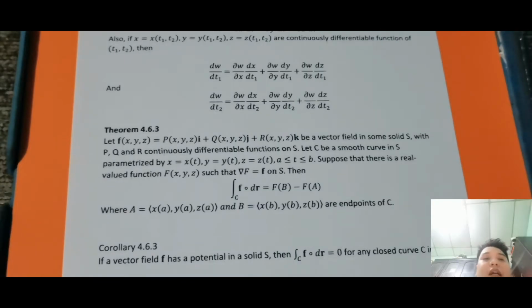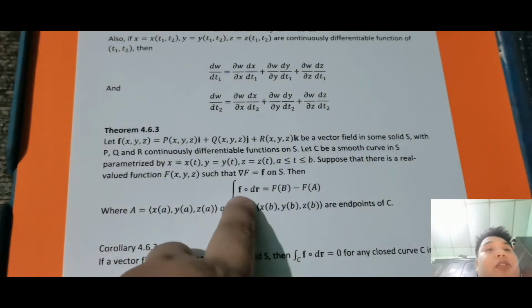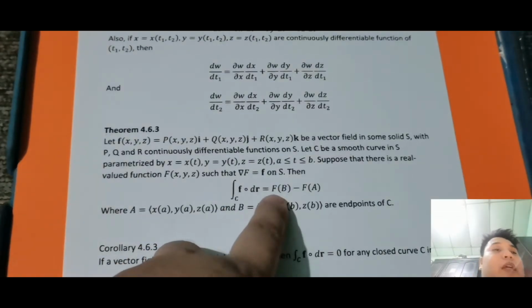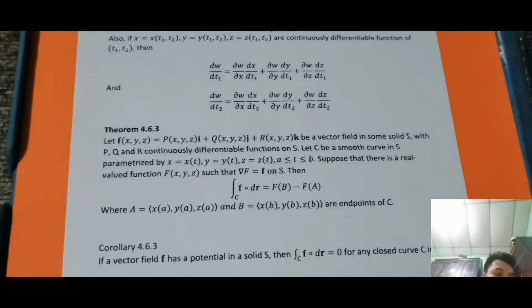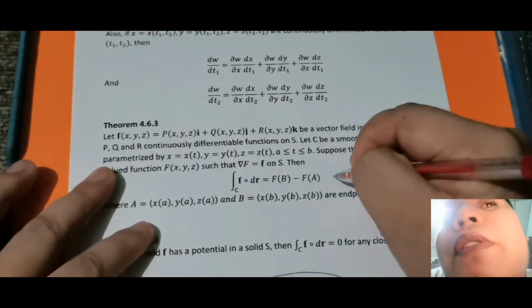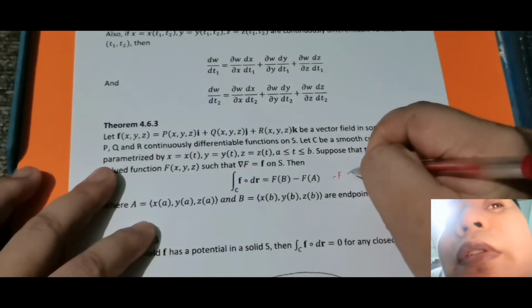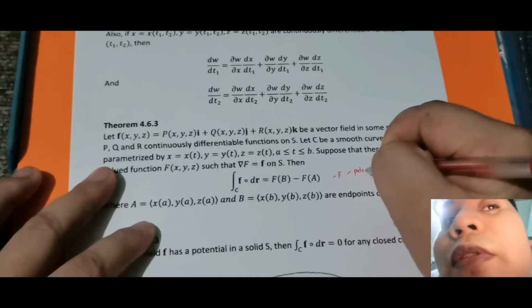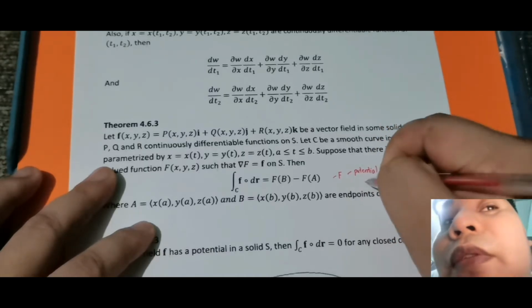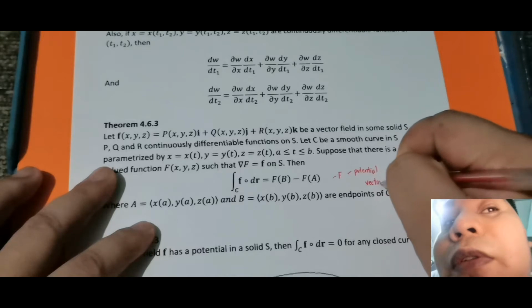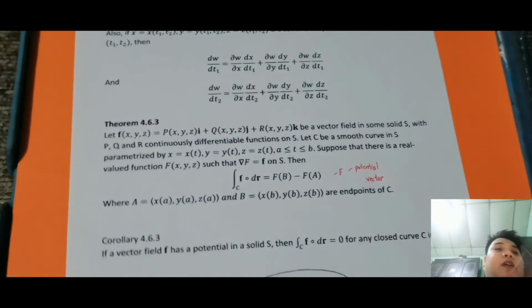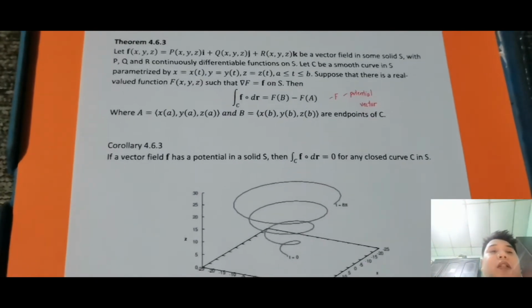Yung f na yan is, kung naaalala nyo, siya yung ating conservative vector. Okay, so yun yung ating potential vector rather. So potential vector. Ang tawag pala dun sa vector field f, magiging conservative siya pag meron siyang potential vector f. Okay, so again, yung f is yung potential vector. So this is potential vector. Okay, so and let's have a corollary.